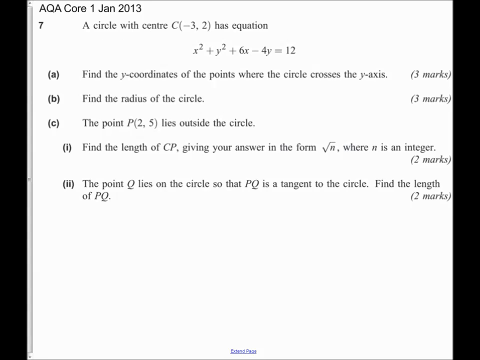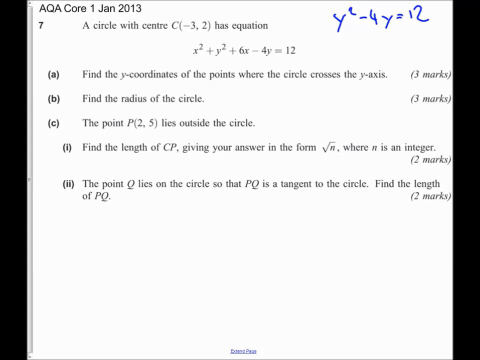Here's the AQA question from January 2013. A circle with centre (-3, 2) has equation there. Find the y coordinates for the point where the circle crosses the y-axis. Well, we know that to find where a graph intercepts the y-axis, we change our x values to 0. So I get y squared minus 4y equals 12.